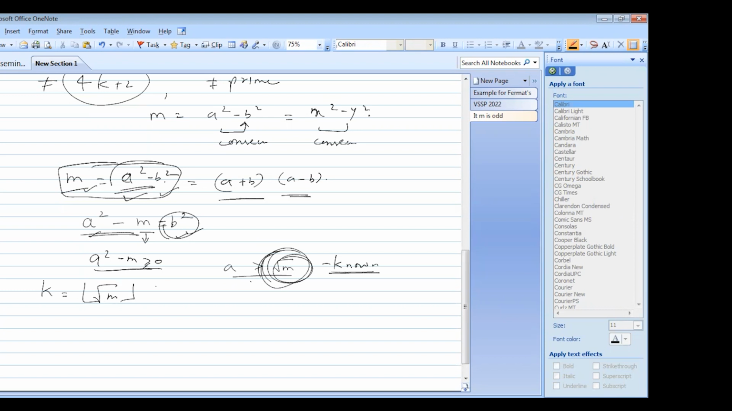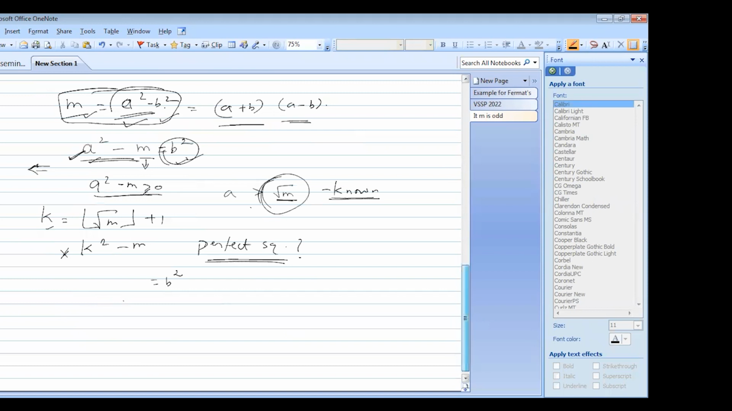We take the greatest integer value and add 1. So we consider the integer greater than that, and we check whether k square minus m is a perfect square or not. If it is a perfect square, it will be some b square, and in that case we will be able to find the factors. If this doesn't happen, we move on and check k plus 1: is k plus 1 square minus m a perfect square or not? This process we can continue.